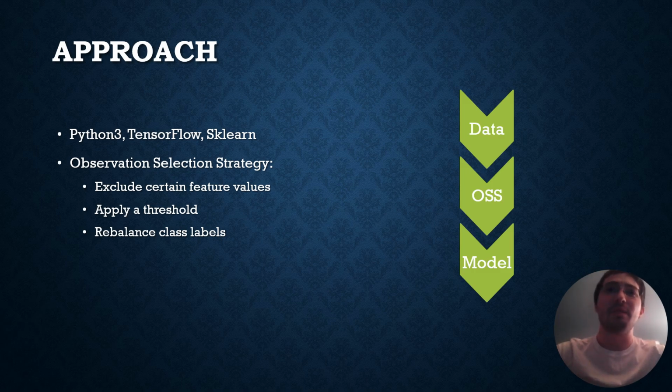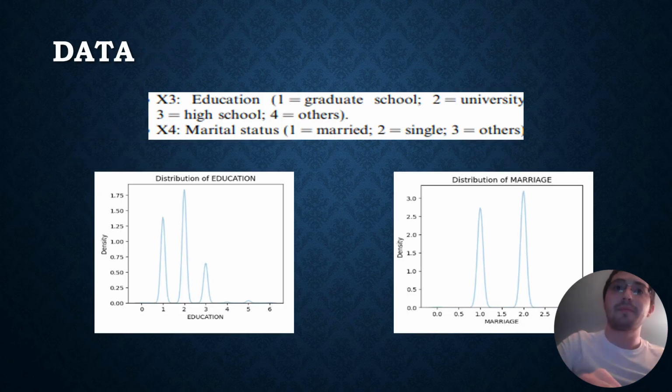Essentially, the observation selection strategy is the preemptive work that we're going to perform on the data before it goes into the model. After some extensive research, I realized that there were certain features that we want to exclude, or the values of those features. Others need a threshold because the outliers are so extreme that they skew all the results. And there's also a rebalancing issue or an imbalance issue with the class labels, specifically the class label of paying the next month. And we'll go into that in a few moments.